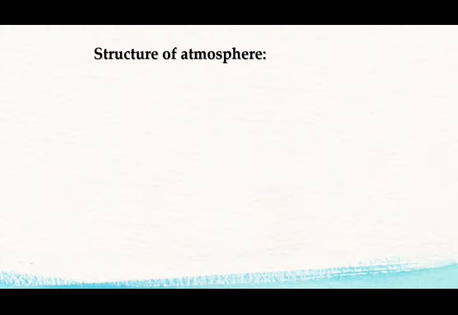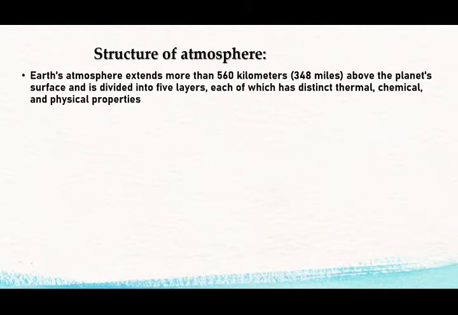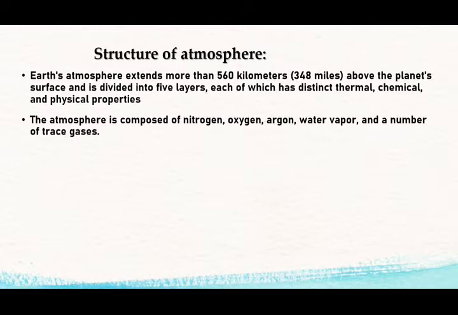Now let us study the structure of atmosphere. The Earth's atmosphere extends, as I've told you, about 560 kilometers, that is 348 miles above the Earth's surface, and it is divided into five layers, each of which has distinct thermal, chemical, and physical properties. The atmosphere is composed of nitrogen, oxygen, argon, water vapor, and a number of trace gases.